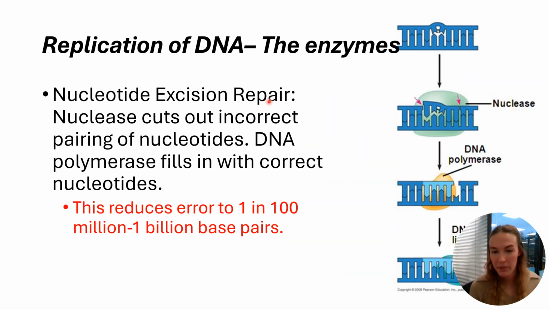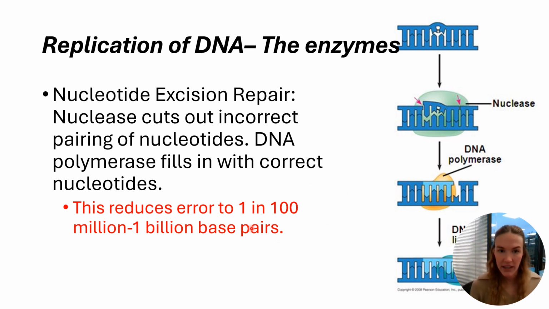Okay, so they play a role in something called nucleotide excision repair. Sounds like a tough word, but it actually makes a lot of sense. To excise means to cut out. So to cut out a nucleotide and repair it. So this nuclease, remember nucleases are enzymes that cut DNA, and they are going to cut out the incorrect pairing of nucleotides, and then DNA polymerase is going to fill it in with the correct one.